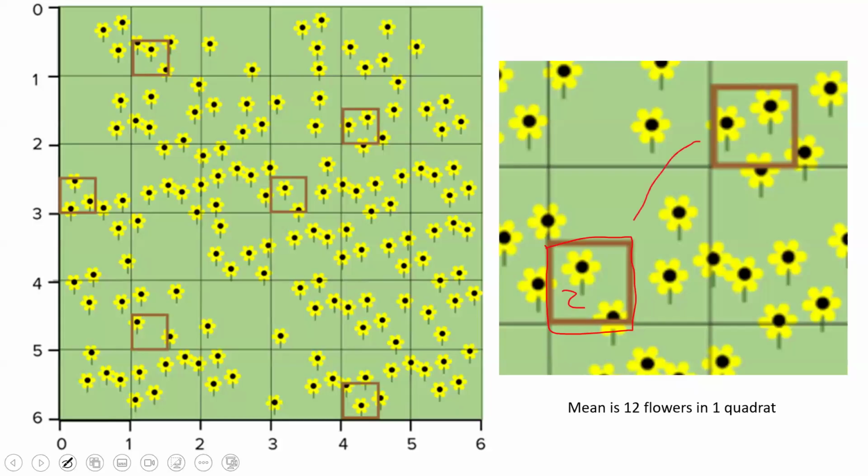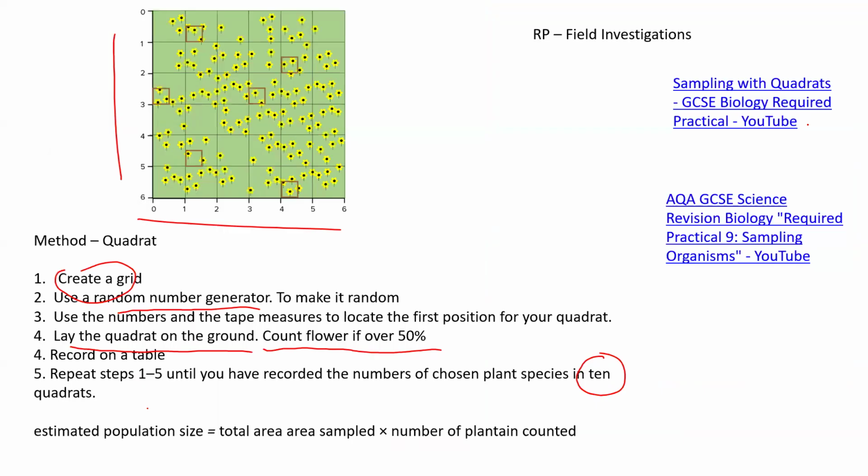If you look at this one on the top right hand side, there are potentially 4 daisies in there, but there's only that one and that one that are 50% in the actual quadrat itself, because that one and that one are not within that quadrat. So I'm going to go back to the method again.